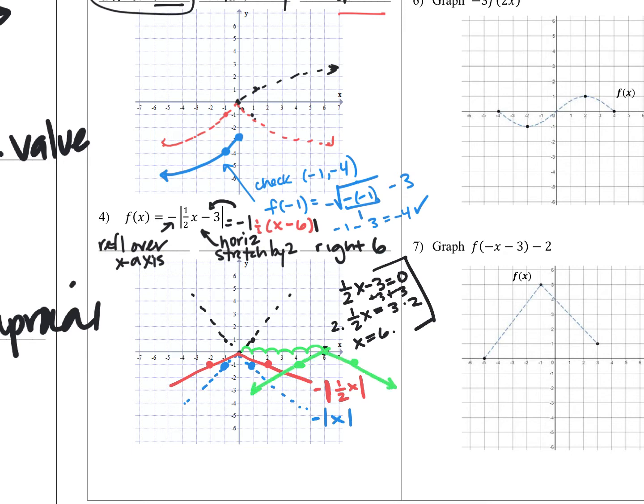And so the blue one is our actual function. This is -1/2 of x minus 3 right there. That's our green guy. And you can check if you want to, that's fine. Either way would work for you.